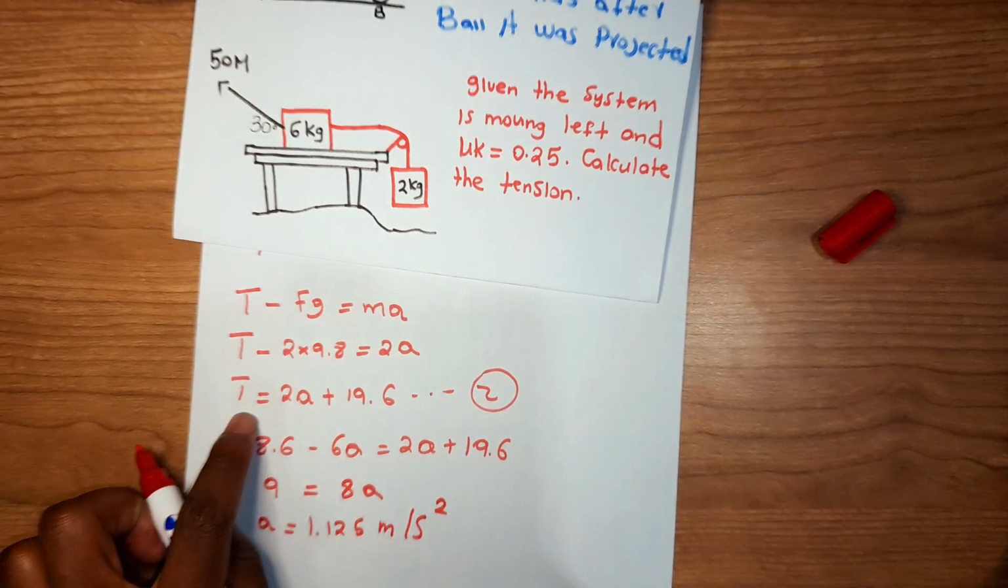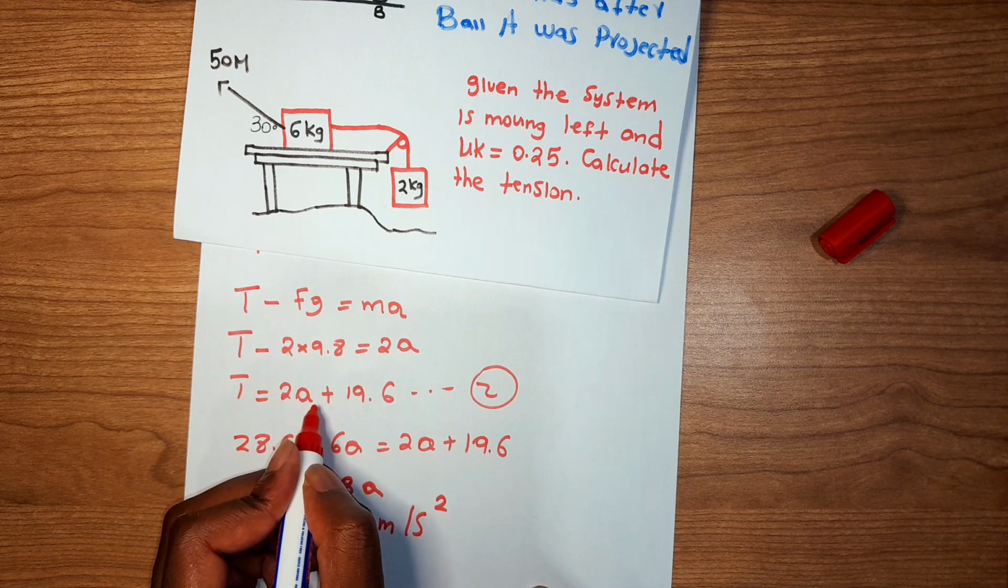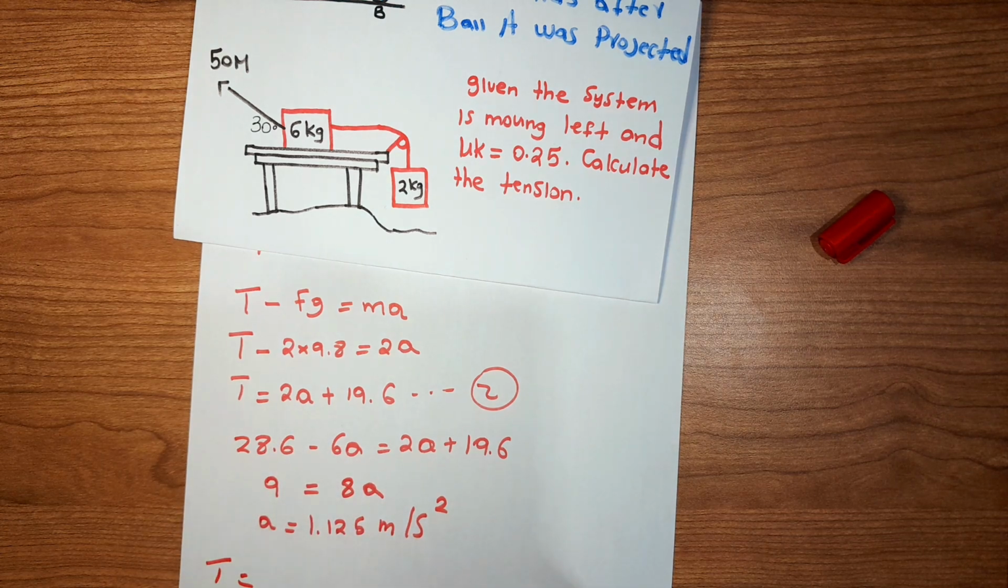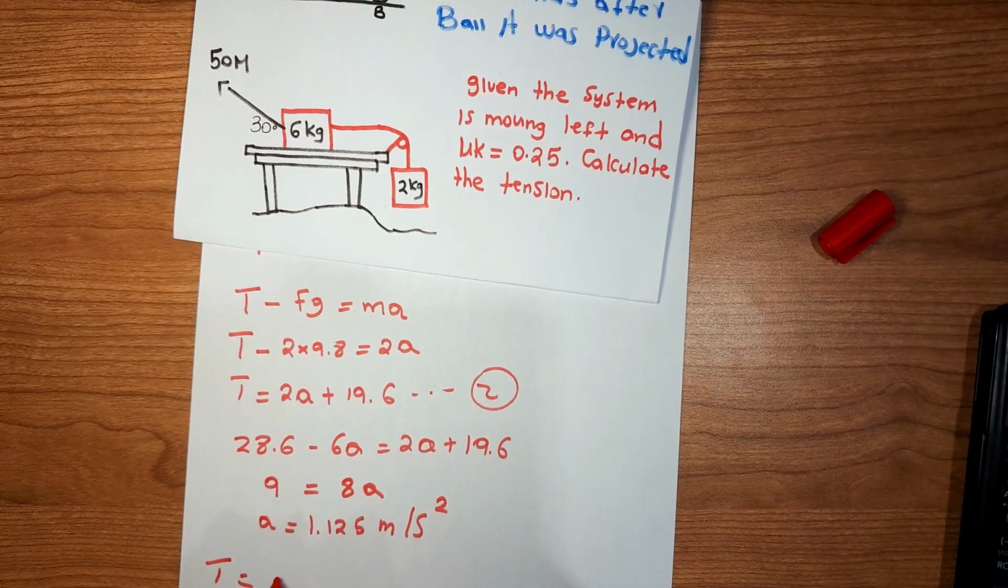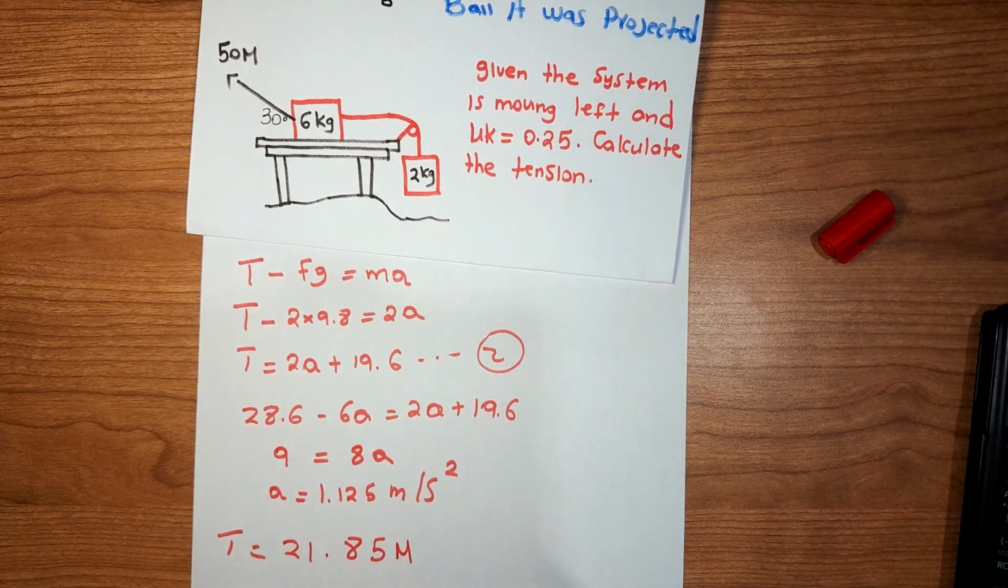So now I want to find the tension. I'm just going to substitute the acceleration into the second equation. So t is going to be 2 times the answer plus 19.6, and I find that the value of the tension is 21.85 newtons, right? 21.85 newtons.